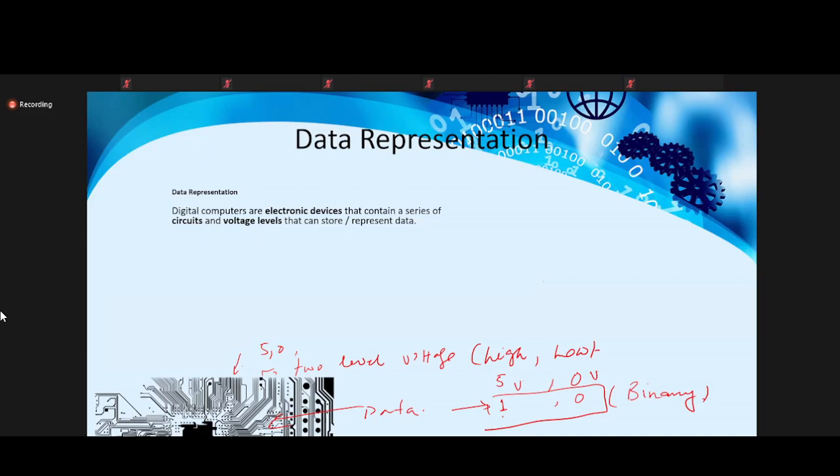Any questions, if you have? No, ma'am. Okay, so this is also called, you can think of the binary number system as machine language, right? Machine language is basically written in binary.